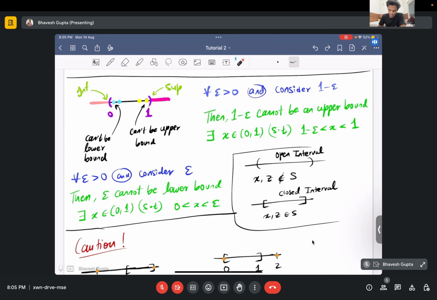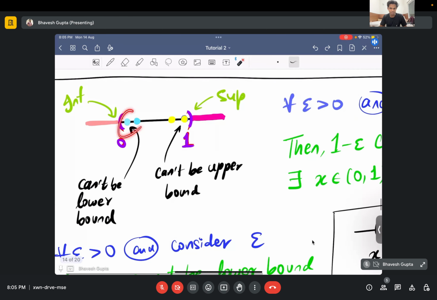So what do we see? All these blue points over here can never be a lower bound, right? You need to understand that very well. They can never be a lower bound. So that is the significance of finding out the infimum.